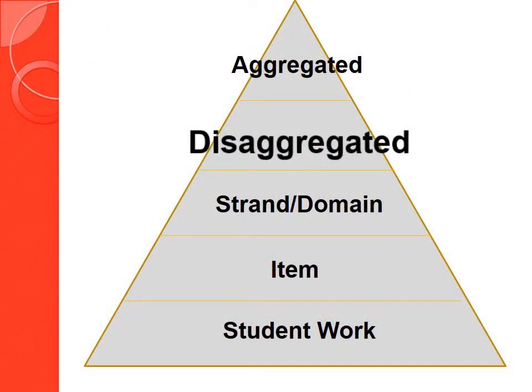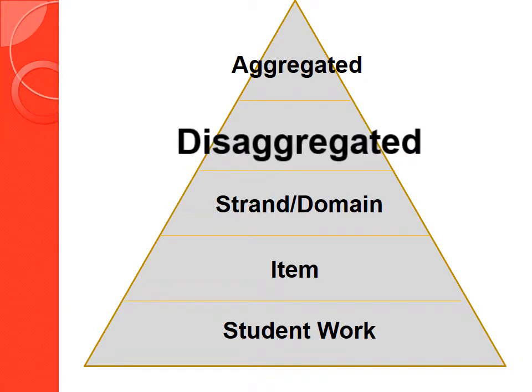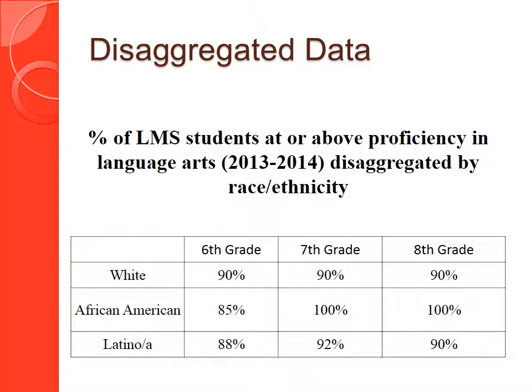Next on the data pyramid, we're going to look at disaggregated data. We're going to start by looking at the language arts portion of the 2013-2014 CRCT, but this time we're going to look at it disaggregated by race and ethnicity. Over in the left-hand column, you'll see we're looking primarily at the white, African American, and Latino populations, and we do have it broken up by grade level as well.